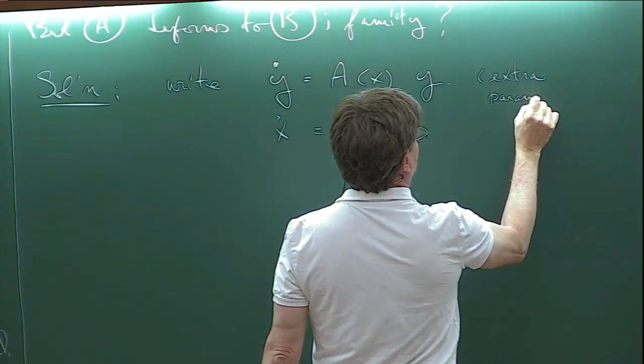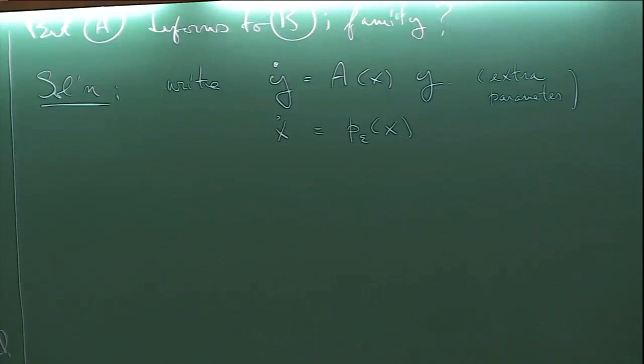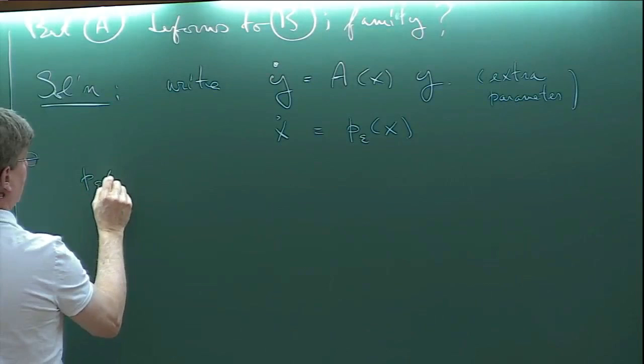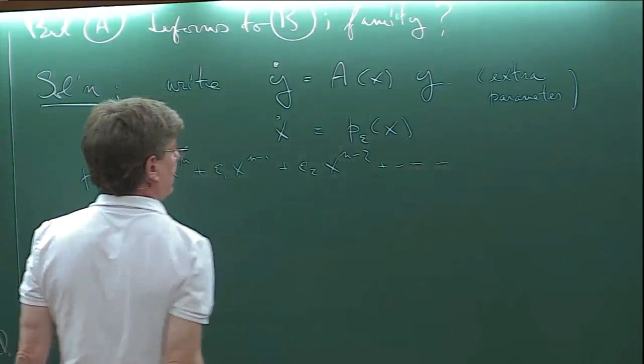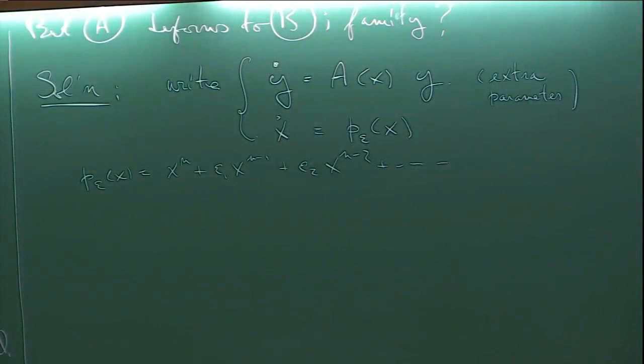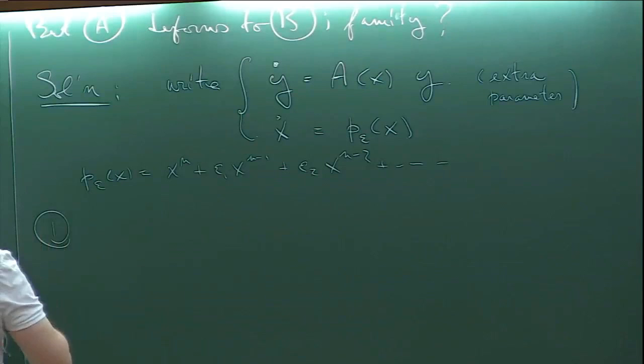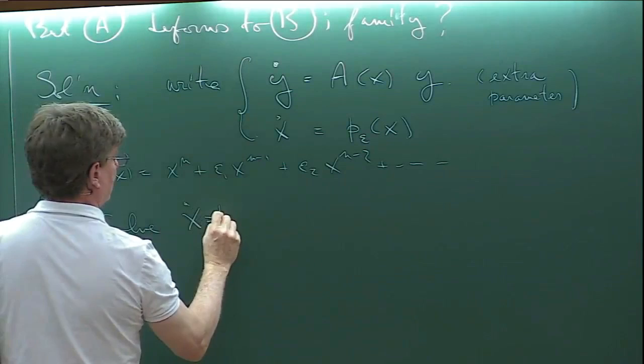This is sounding suspiciously like applied mathematics. But we'll see what this actually means. So, of course, P epsilon of x is x to the n plus epsilon 1. Okay, and that's your family. So what do you do? Well, you start with this one. So solve x dot equals P epsilon of x. And here there's some lovely things.